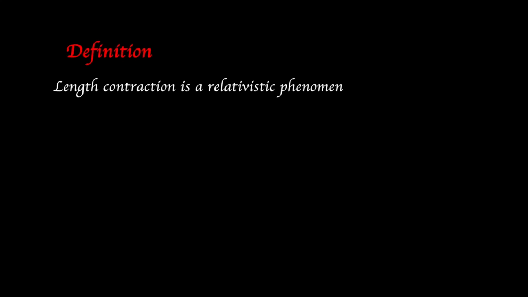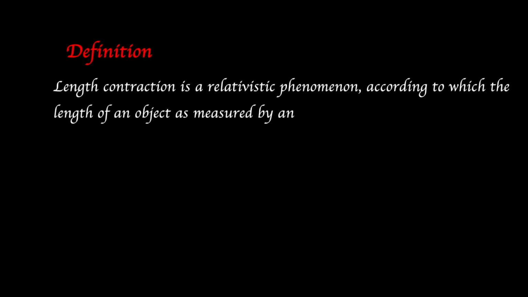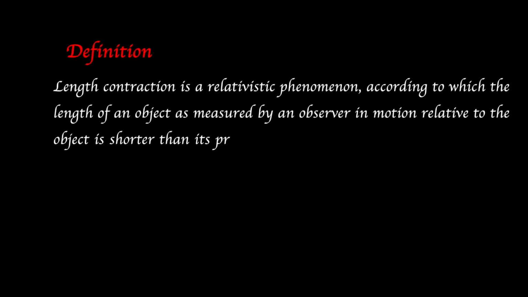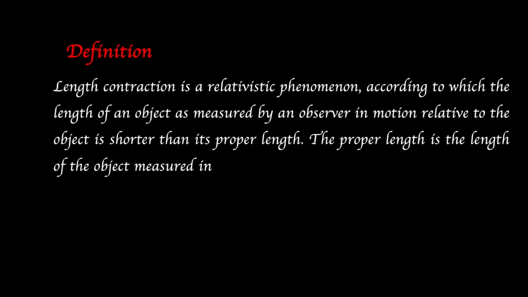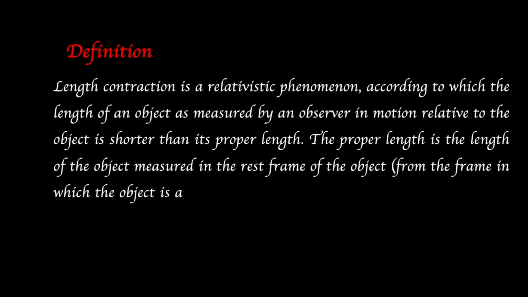Here is the definition of length contraction. Length contraction is a relativistic phenomenon, according to which length of an object, as measured by an observer in motion relative to the object, is shorter than its proper length. The proper length is the length of the object measured in the rest frame of the object, that is from the frame in which the object is at rest.